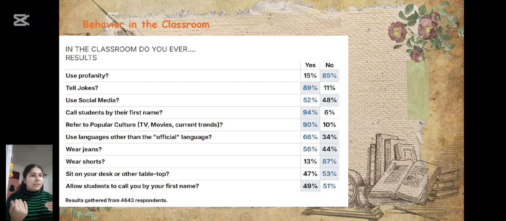Do you refer to popular culture? Do you use languages other than the official language? Do you wear jeans, wear shorts? Do you sit on your desk or other tabletop? Do you allow students to call you by your first name? So all these things show your behavior in the classroom. By these answers, you can find out whether you are doing well or not in your classroom.